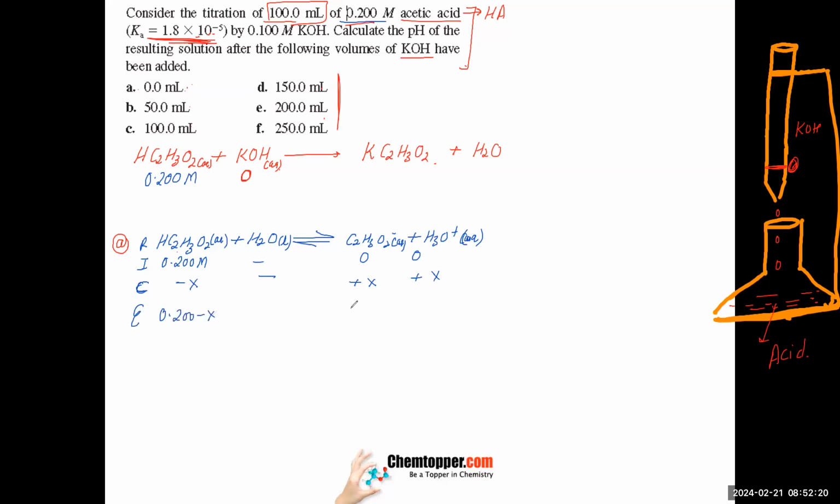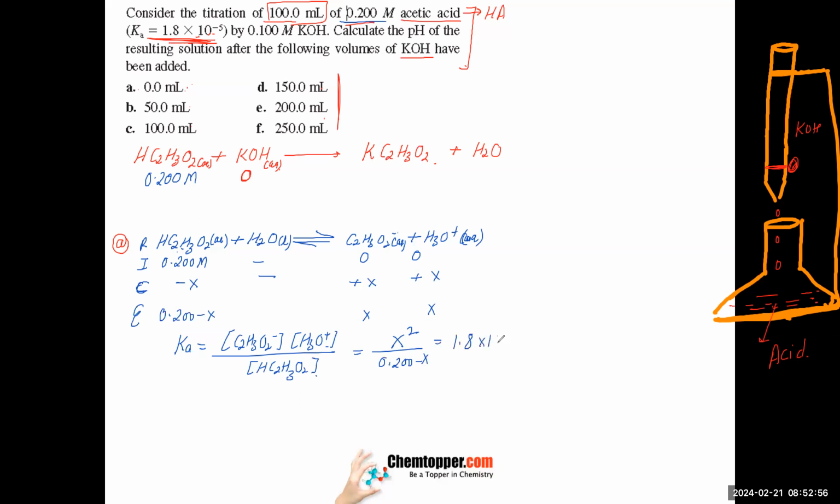0.200 minus x, x, x. What is Ka? Ka is the concentration of the acetate ions times the concentration of the hydronium ions divided by the concentration of the acetic acid. The water is not part of it. You know the reason, because it's a liquid. Plug in the values: x squared over 0.200 minus x.